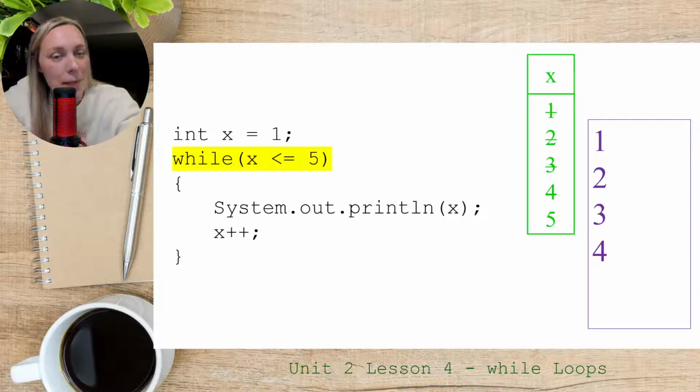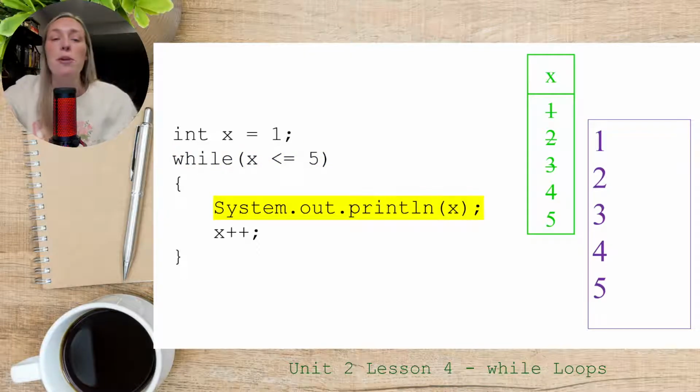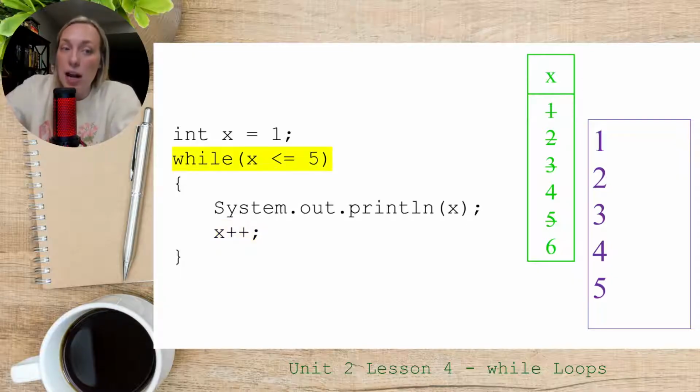Okay, you see what's happening here? Is x still less than or equal to 5? True, that is still true. So I'm going to run it again. I'm going to print off 5. X increases to 6. I check the loop again.